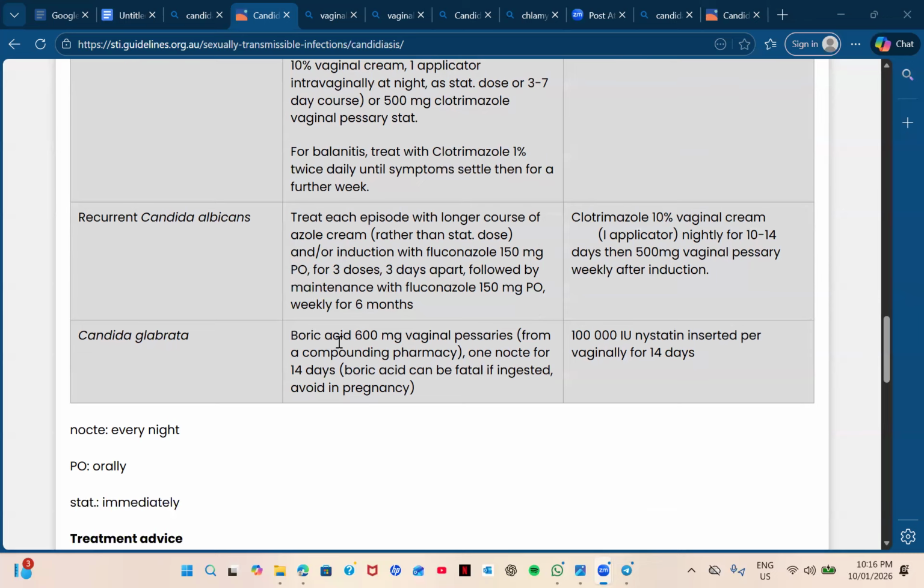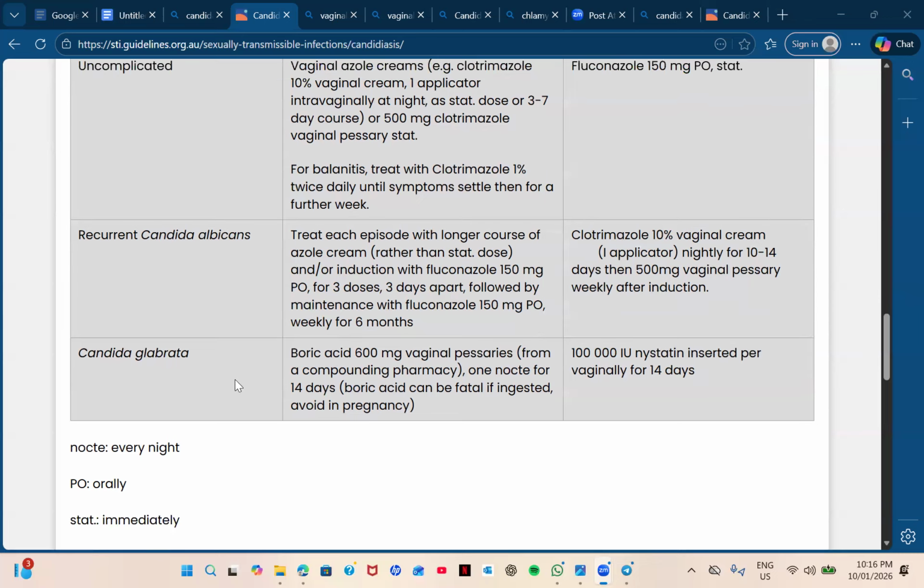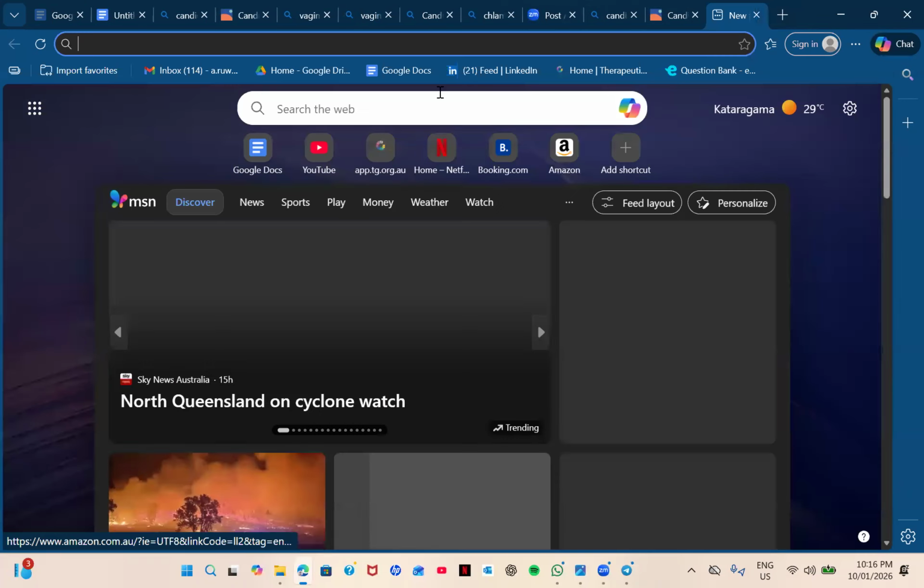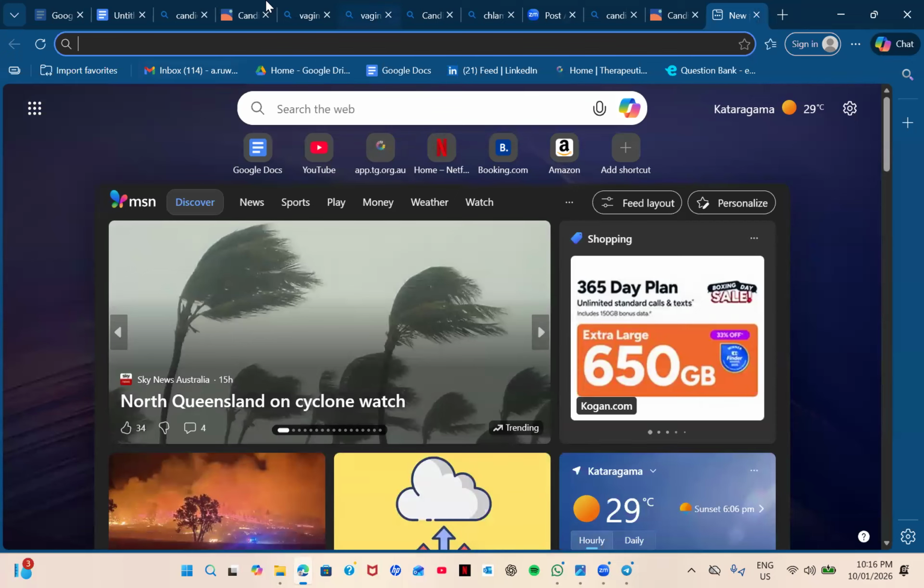Then this is the tricky point. Okay, I'll show why. The Candida glabrata. So Candida glabrata, okay, I'll show it from the therapeutic guideline. Okay, you will see why.